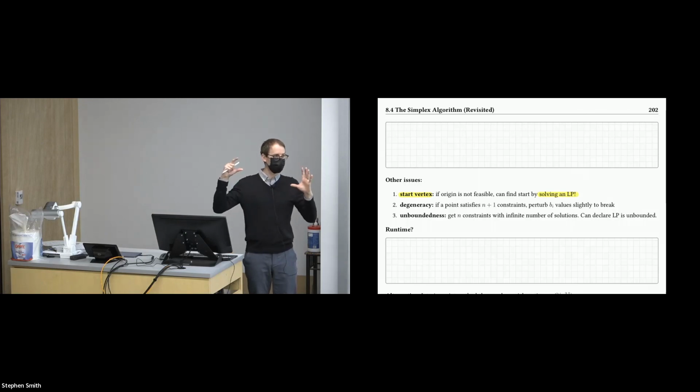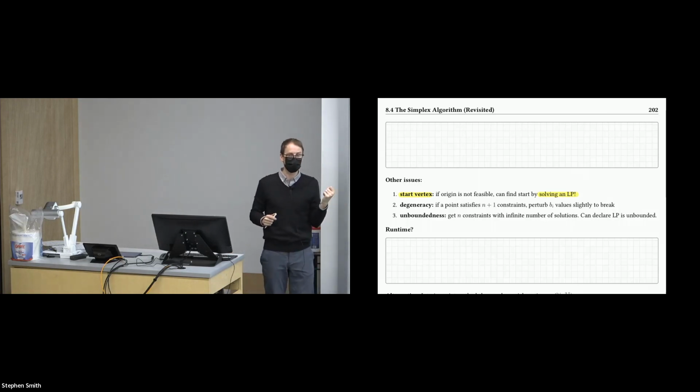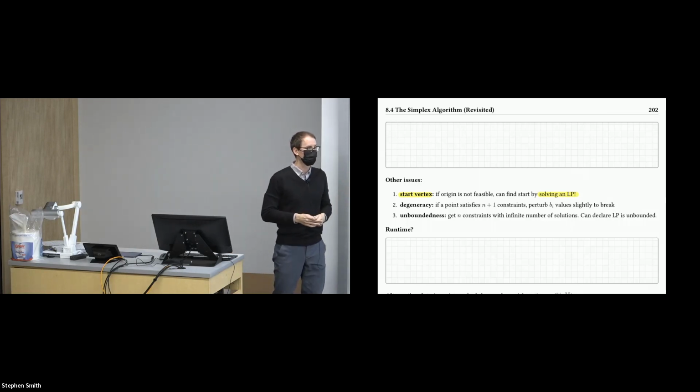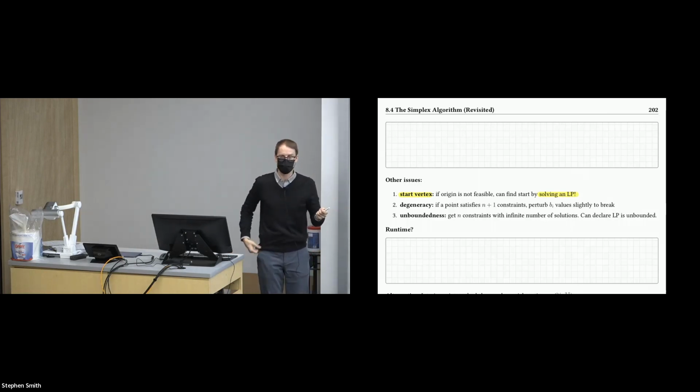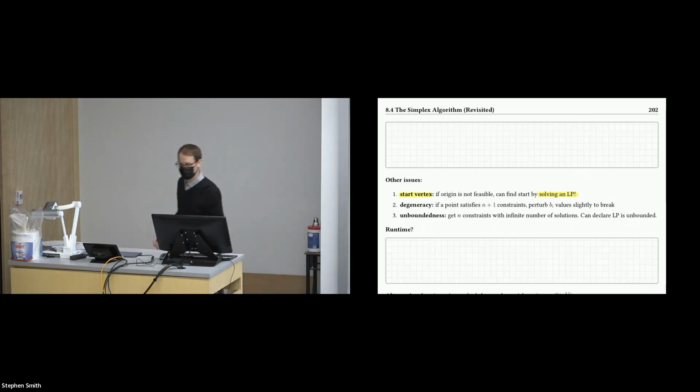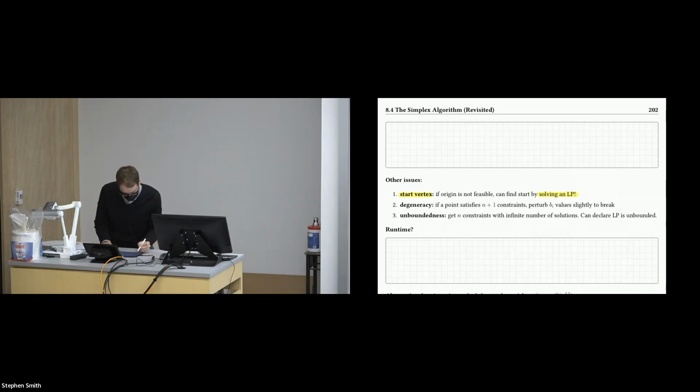So there's a way to make another LP for which the origin is feasible. I solve it. Its solution tells me a vertex of my original LP, just an arbitrary one, just gives me one. Now I can use that to start the Simplex algorithm. Complicated, I know, but this is how it works.